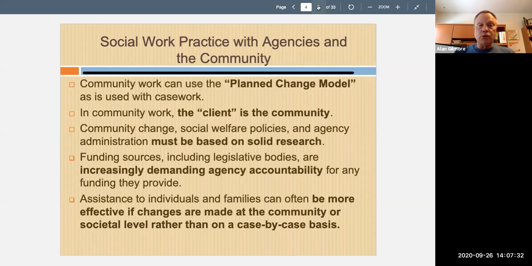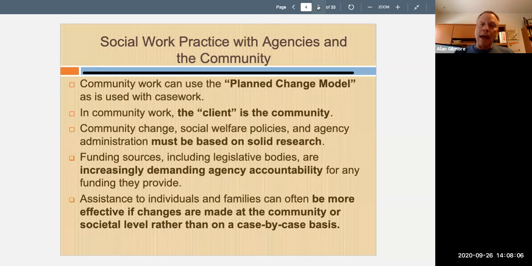Community change, social welfare policies, and agency administration must be based on solid research. So there is very clear and very well delineated research on how you do community social work. And so it's important to begin to become familiar with those resources. Funding sources, including legislative bodies, are increasingly demanding agency accountability for any funding that they provide.